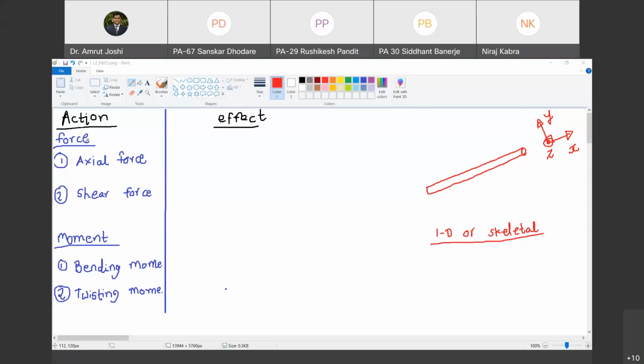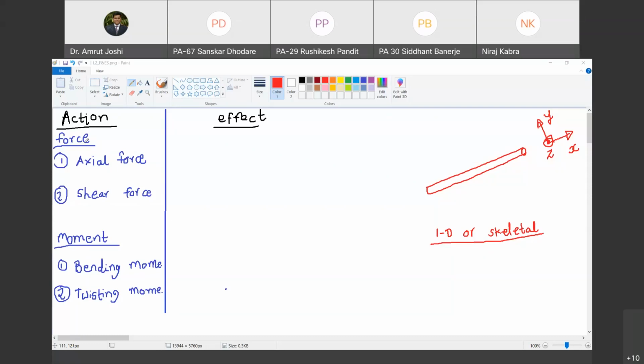Similarly, we saw that movement had two possible effects: rigid body rotation, and second one is relative rotation. So now we are going to consider two types of forces. One is axial force and another one is shear force. And we are going to consider two types of movements. One is bending movement and another is twisting movement.